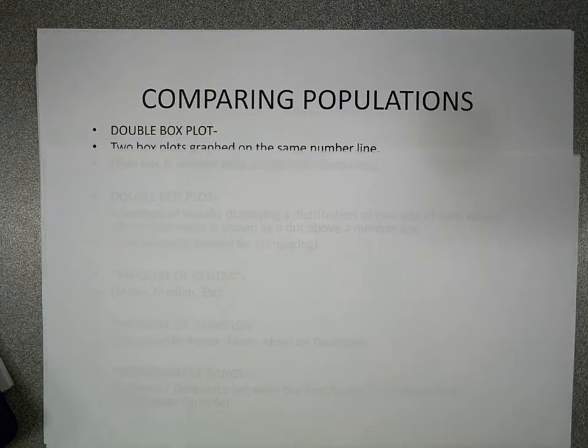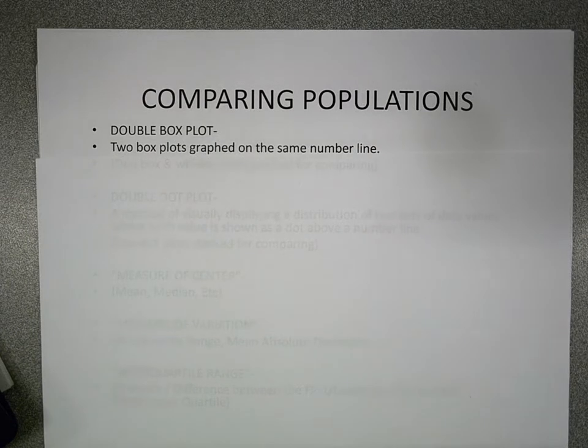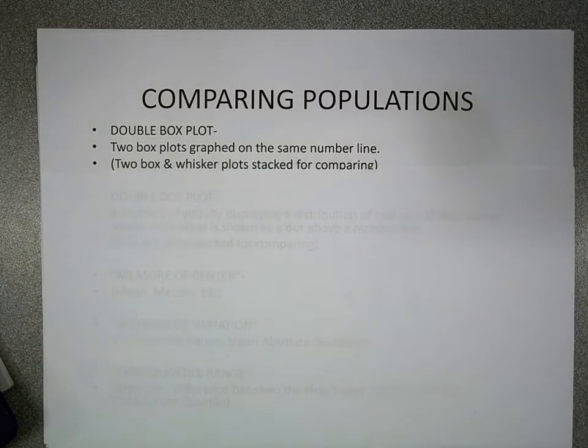All right, our first word is called the double box plot. Everyone? Double box plot. Your book says these are 2 box plots, and a box plot is a short name for the box and whisker we talked about. 2 box plots graphed on the same number line. You could write in your little box off to the side: 2 box and whisker plots stacked for comparing.